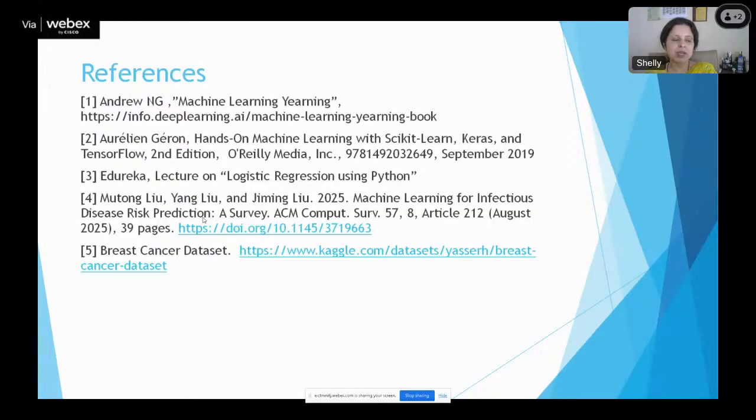And then I refer to my acknowledgements: the Edureka lecture on logistic regression using Python, a book by Andrew Ng, and a book by Aurélien Géron, Hands-On Machine Learning with Scikit-Learn, Keras, and TensorFlow. The dataset has been picked up from Kaggle. But you can perform the same kind of steps on a Titanic data analysis as well. So with this, I would like to end. Thank you.